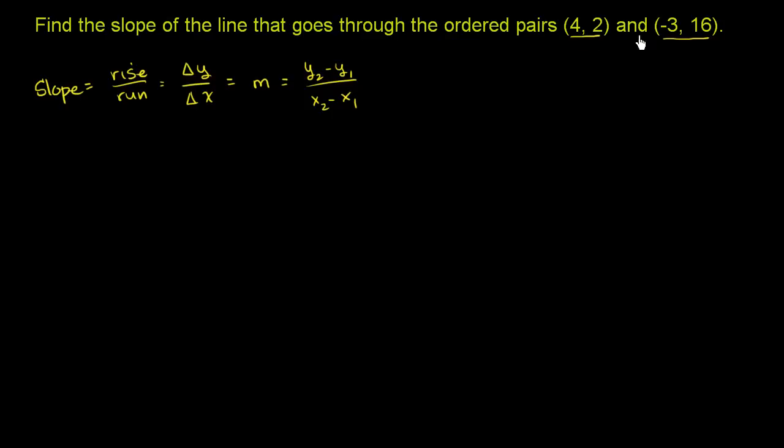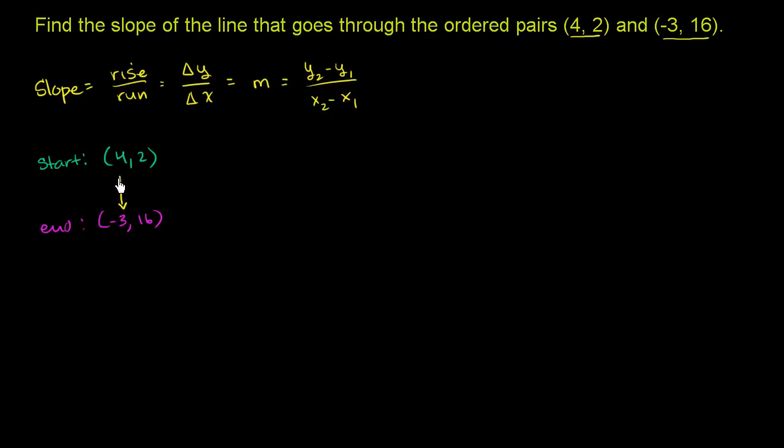We could start at this point and go to that point and calculate the slope, or we could start at this point and go to that point and calculate the slope. So let's do it both ways. So let's say that our starting point is the point (4, 2), and let's say that our endpoint is (-3, 16). So what is the change in x over here? What is the change in x in this scenario? So we're going from 4 to -3.